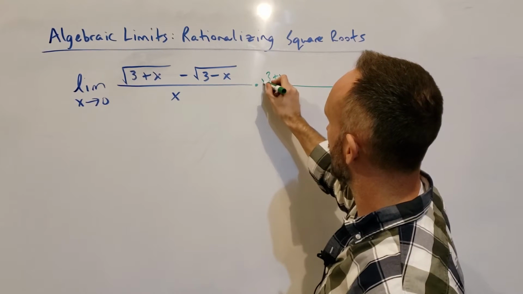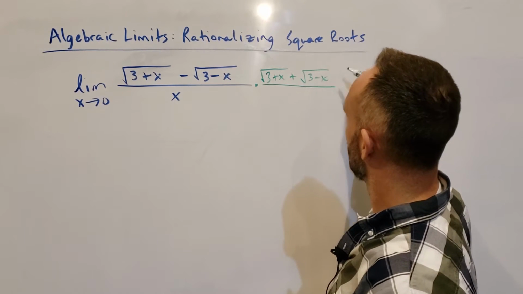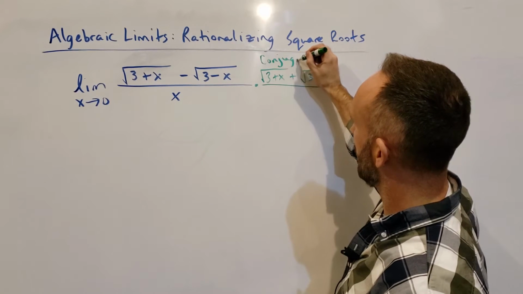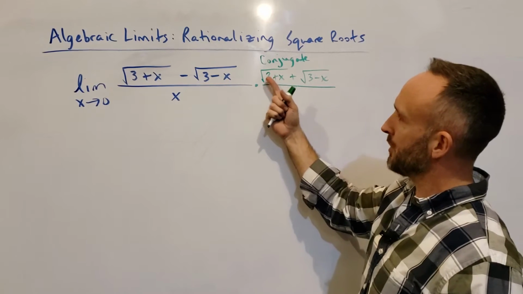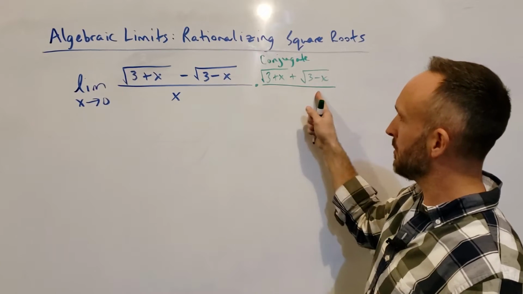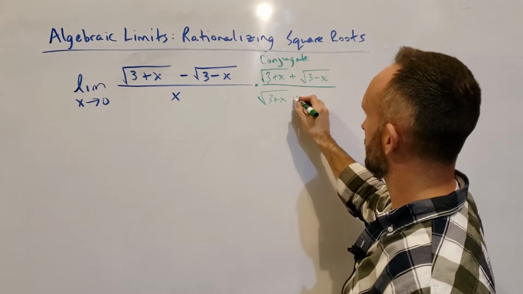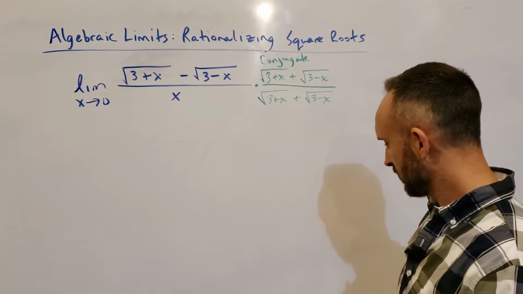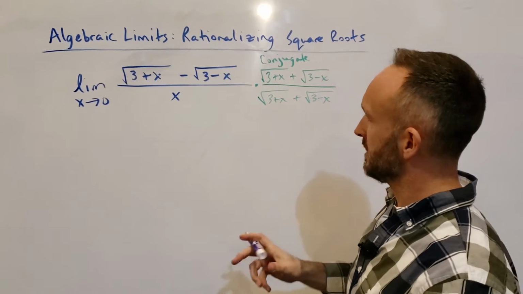So you're going to multiply by the square root of 3 plus x plus the square root of 3 minus x. And so this is what we call the conjugate, okay? It's a useful technique. Now, if I want the green fraction to equal 1, I have to multiply the denominator, x, by the same thing. So this will be square root of 3 plus x plus the square root of 3 minus x, okay? And now, all that's left to do is to multiply this mess out.